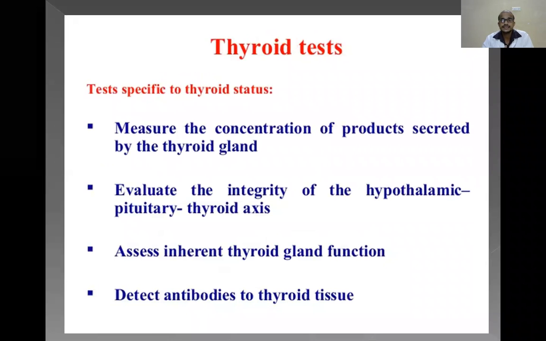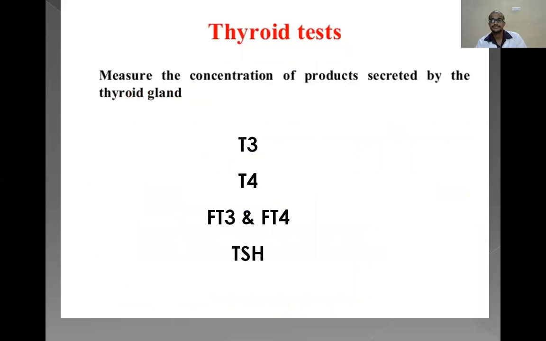And thyroid tests measure the concentration of products secreted by the thyroid gland, evaluate the integrity of the hypothalamic pituitary thyroid axis, assess inherent thyroid gland function, and detect antibodies to the thyroid tissue. Sometimes antibodies can also damage the thyroid gland, which leads to hypothyroidism. So this can be detected by assessing the antibodies, the autoantibodies.